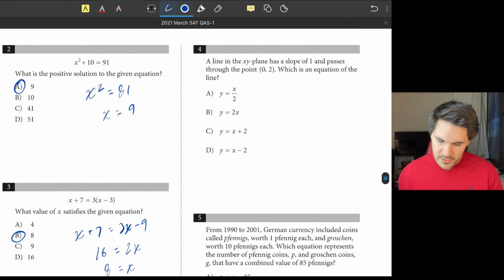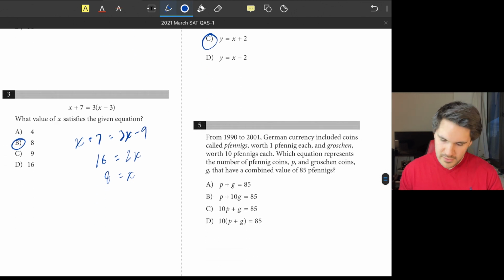Number 4. A line in the xy plane has a slope of 1 and passes through the point 0, 2. Which is an equation of the line? So it's just going to be whichever one has a slope of 1, so a coefficient of 1 next to the x. And since they told us it goes through the point 0, 2, we know the y-intercept is going to be 2. So that's going to be answer choice C.